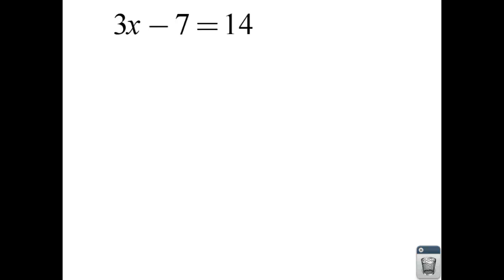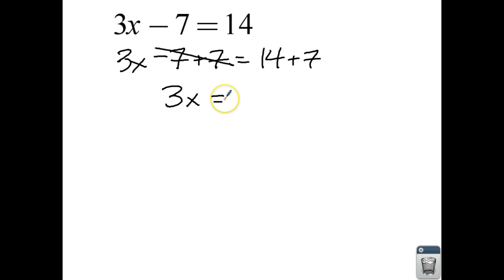Well, what I'm going to do is I'm going to add 7 to it, right? And the general principle is if I add 7 to the left side, I've increased the left side by 7. So that means I need to increase the right side by 7. So I'm going to say 14 plus 7, okay? And then if I have 3x, I subtract 7, and then I add 7. That gets me back. This cancels out, right? This becomes 0, and I'm left with 3x is equal to 14 plus 7 is 21.